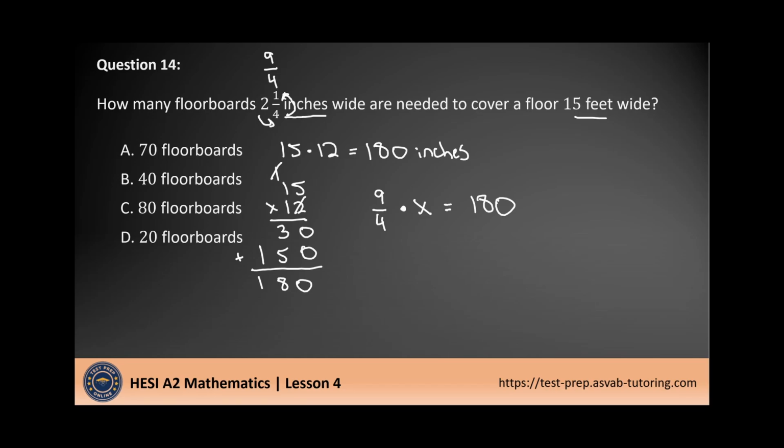So how many floorboards times one floorboard is going to equal 180 inches? We're going to solve for x by dividing by 9/4 on both sides. These cancel out, leaving us with x equals 180 divided by 9/4. When we divide by fractions, we keep the first number, 180. We change the division to multiplication, and we flip the second fraction. So keep, change, flip.